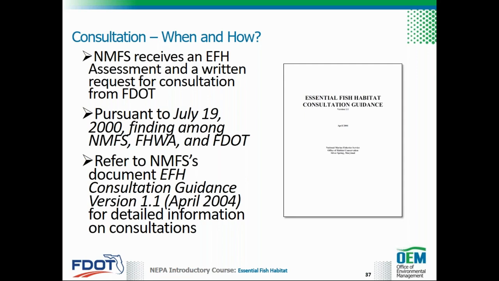First, the district should prepare an EFH assessment and submit the document to NMFS. After reviewing the EFH assessment, NMFS then proposes conservation recommendations to the district, and finally, FDOT will provide NMFS with responses to these conservation recommendations. Please refer to NMFS's document, EFH Consultation Guidance version 1.1, for more detailed information regarding the EFH consultation process. A link to this guidance document is found on the resources page.